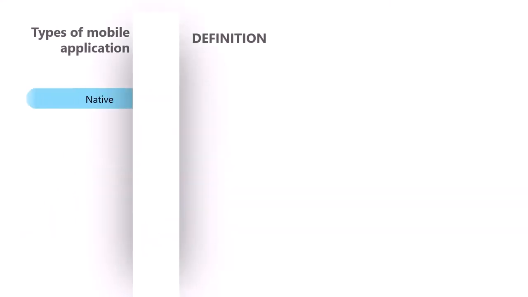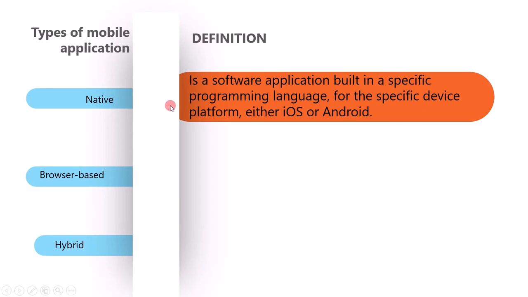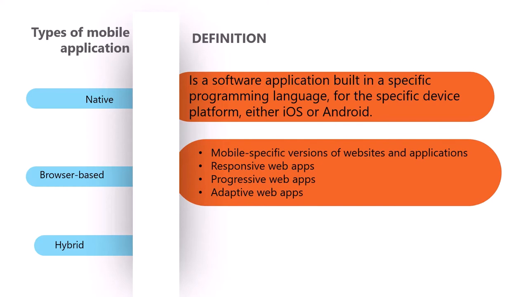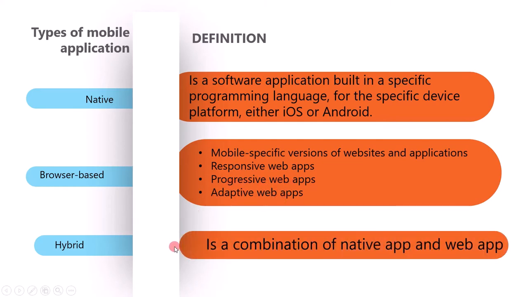These are the three main types of mobile application we covered in this lecture. Native, browser-based, and hybrid. Where a native app or a native application is a software application built in a specific programming language for the specific device platform, either iOS or Android. Then we cover four main ways in which mobile web applications are created. Mobile-specific versions of websites and applications, responsive web apps, progressive web apps, and adaptive web apps. And the hybrid app is a combination of native app and web app.